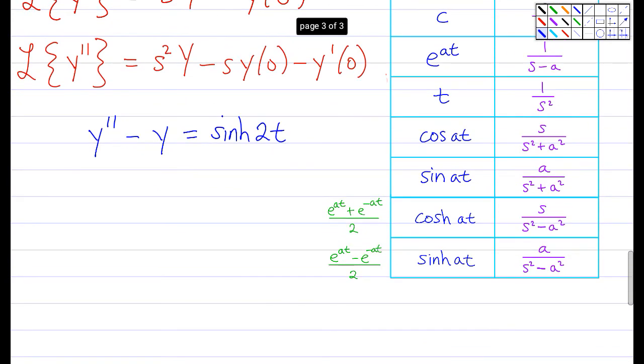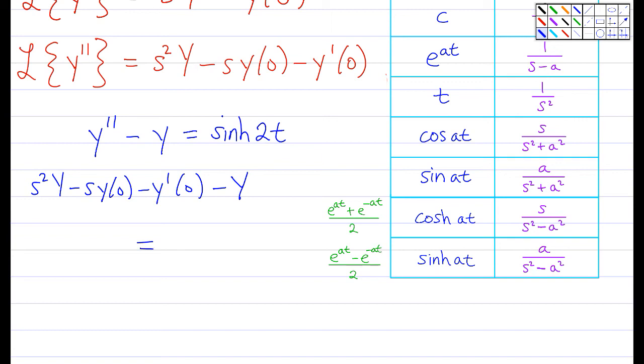Take the transform of both sides. I'm going to get s squared Y minus s y of 0 minus y prime of 0. That was the Laplace transform of this, minus capital Y equals, now we have to take the Laplace transform of this. For that, we're just going to use the table. Here, a is going to be 2, so I get 2 over (s squared minus 4).